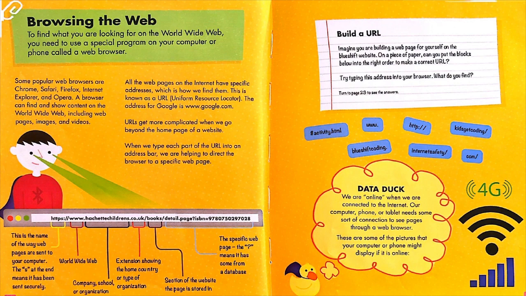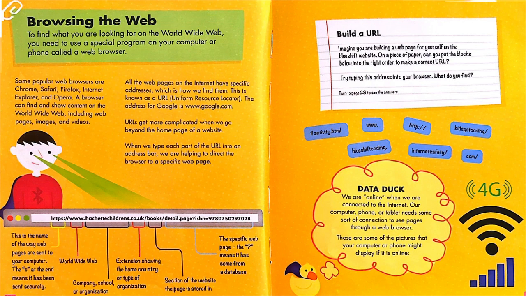Browsing the web. To find what you are looking for on the World Wide Web, you need to use a special program on your computer or phone called a web browser. Some popular web browsers are Chrome, Safari, Firefox, Internet Explorer, and Opera. A browser can find and show content on the World Wide Web, including web pages, images, and videos. All the web pages on the internet have specific addresses, which is how we find them. This is known as URL, Uniform Resource Locator.